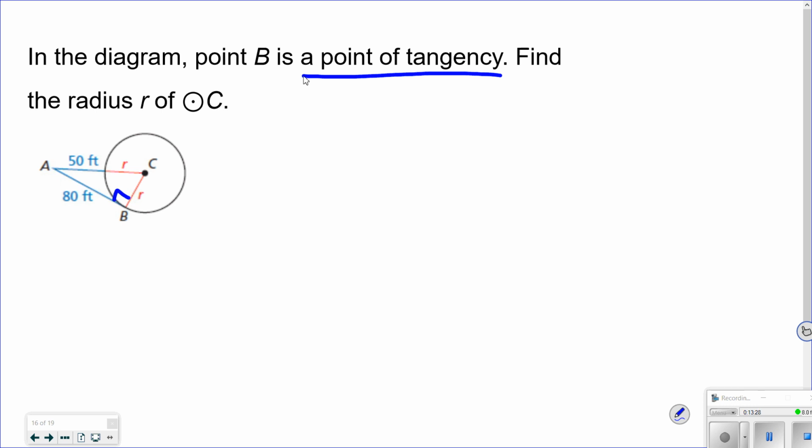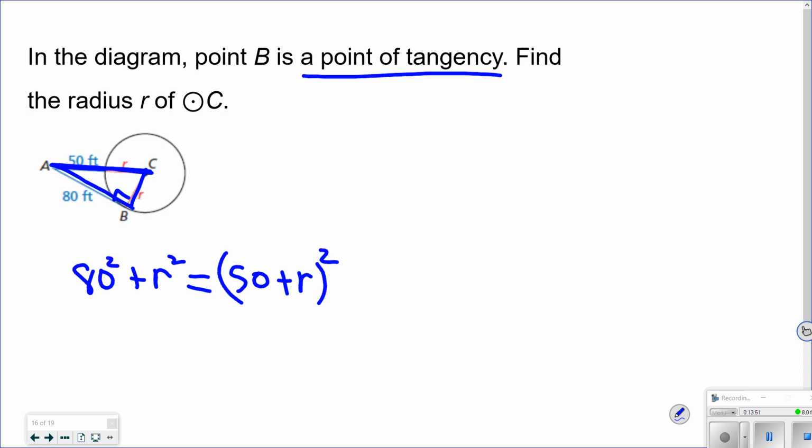And this is a little bit tricky. My legs are, this is one leg, 80 feet, so 80 squared, plus my other leg, which is r squared, is equal to, I've got to figure out how long that whole thing is. The 50 is just the outside piece right there. So the entire thing would be 50 plus r, and I have to square that. So we've got to solve this equation. Let's do that. 80 squared is 6,400.